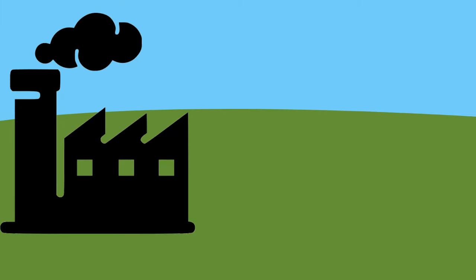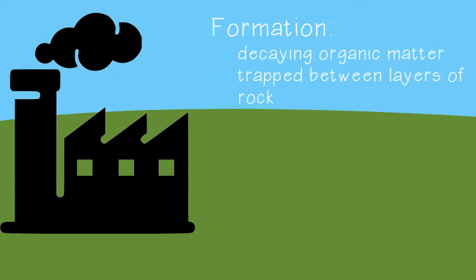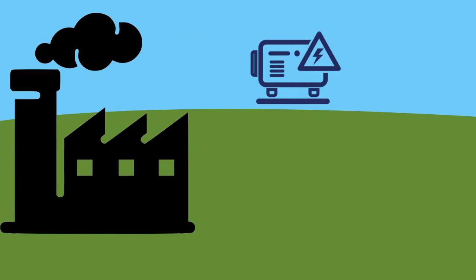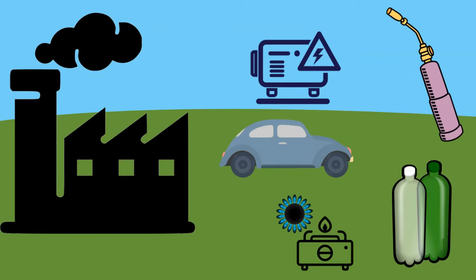The last fossil fuel is natural gas. Natural gas is a flammable gas consisting of large amounts of methane and other hydrocarbons used as a fuel. Like petroleum, natural gas is formed by decaying organic matter trapped between layers of rock. Natural gas consists of more volatile hydrocarbons than oil. Natural gas is used for electricity generation, as a heat source, cooking, fuel for vehicles, the manufacture of plastics, and the manufacture of organic chemicals.